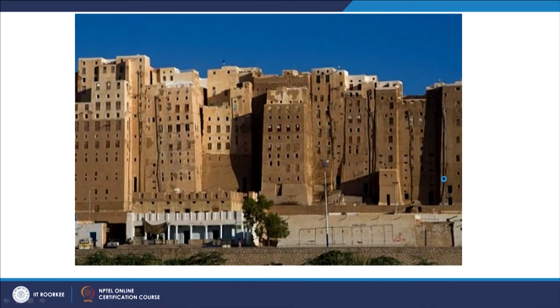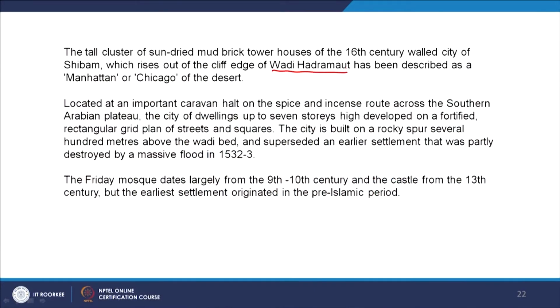And most of this, today we are talking about apartments. They're all tower-like structures that rise out of the cliff and have given the city the nickname of Manhattan of the desert. So this is how the whole mud architecture looks. It's one of the perfect examples of how they have made a kind of skyscraper model, and how indigenous resources have been developed. In fact, the 16th century walled city rose from the edge of Wadi Hadramaut, and this is always referred to as the Manhattan or Chicago of the desert.